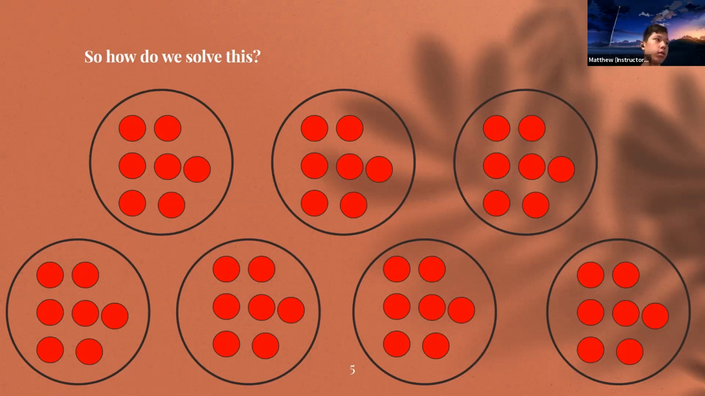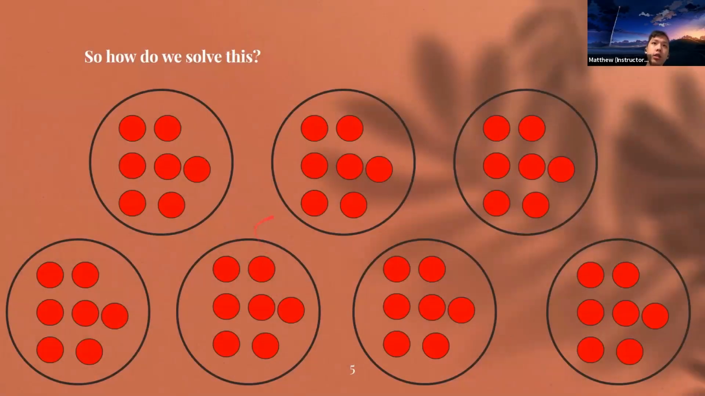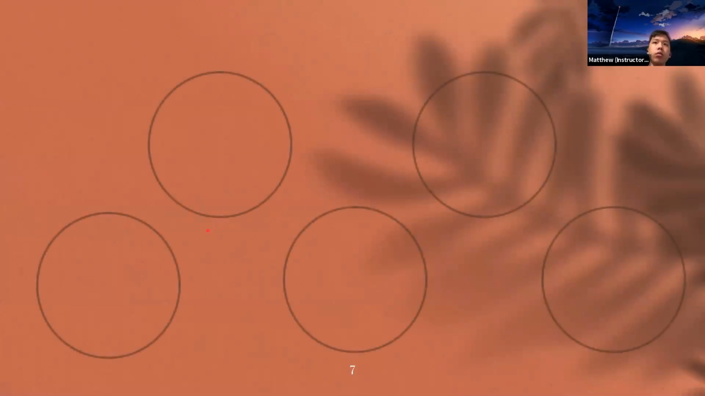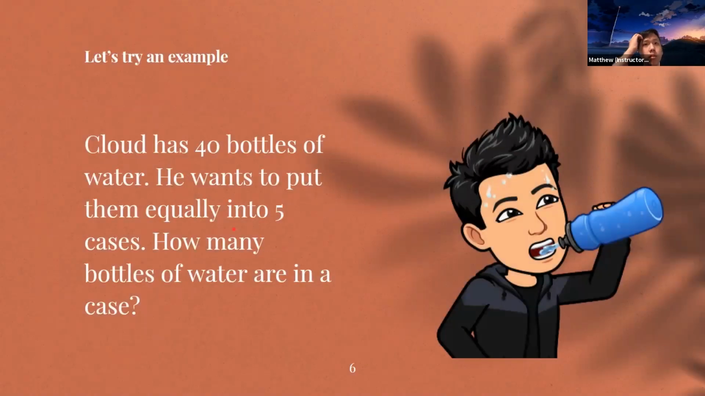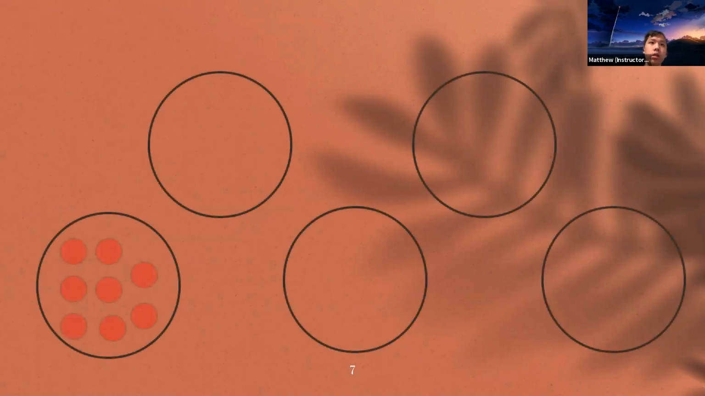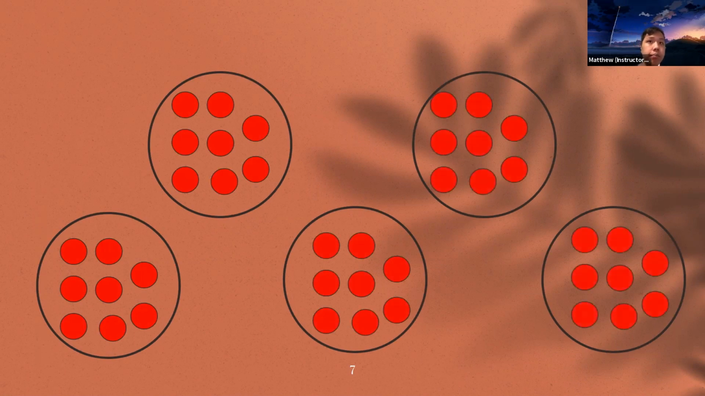So now let's go on to the next one. Cloud Classroom has 40 bottles of water. Cloud Classroom wants to put them equally into 5 cases. How many bottles of water are in each case? Well, you have 5 groups. How many waters go into each group? So 8 goes in here, 8 goes in there, and 8 goes in there, and 8 goes in there, and 8 goes in there. 40 divided by 5 is the same as 8.